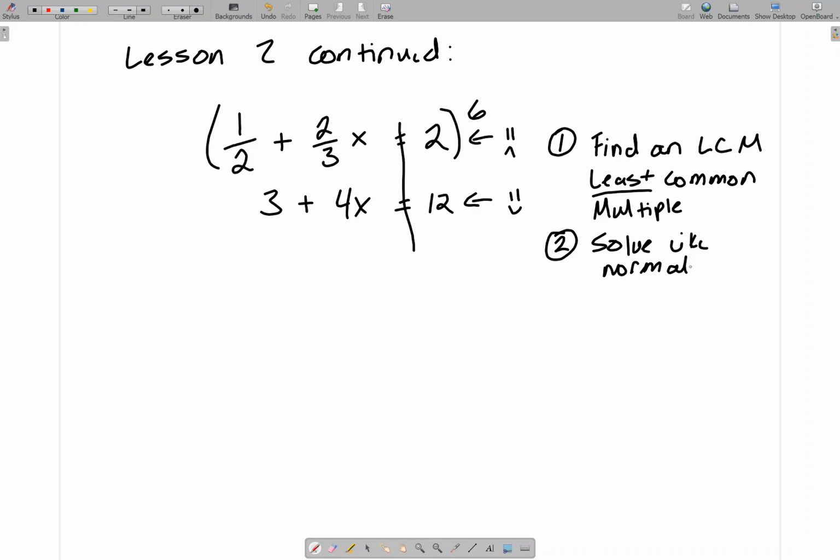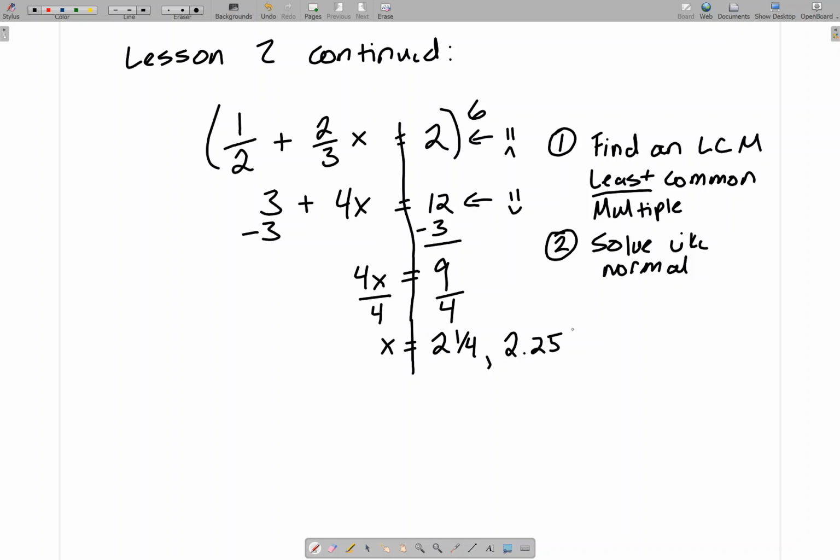From here, if I want to solve for 4x, I'm going to get rid of the addition or subtraction first. So -3 from both sides. That leaves me with 4x on the left-hand side. Drop down the equal sign, and 12 minus 3 is 9. Then I'm going to divide both sides by 4. That'll leave me with plain old x on the left. 9 divided by 4 is 2 1/4, or if you're using a calculator, which is also fine, it's 2.25.